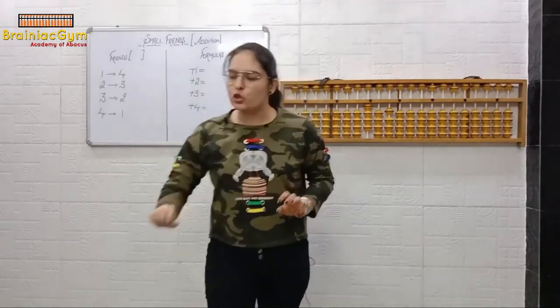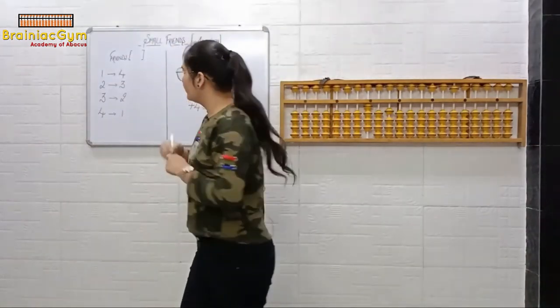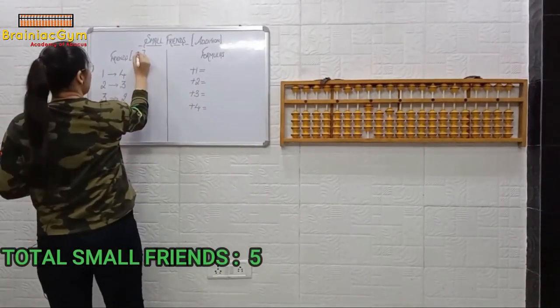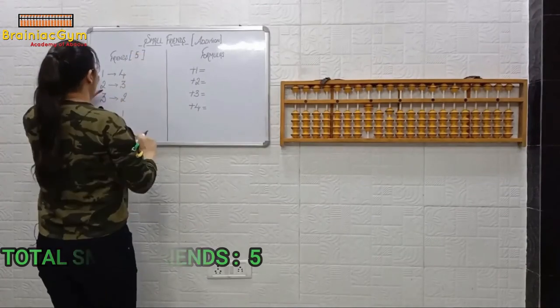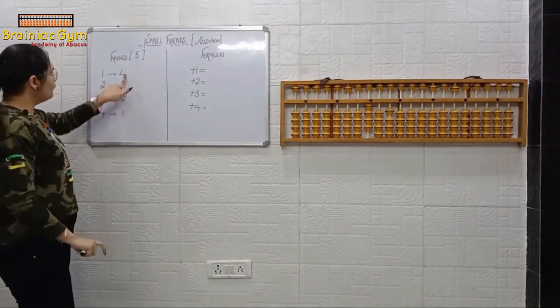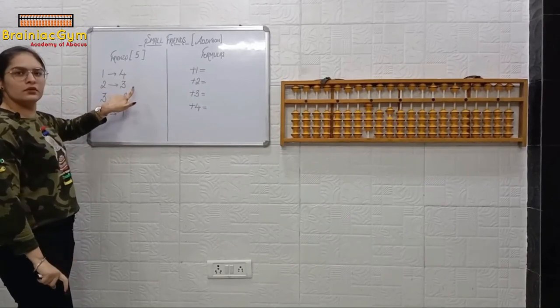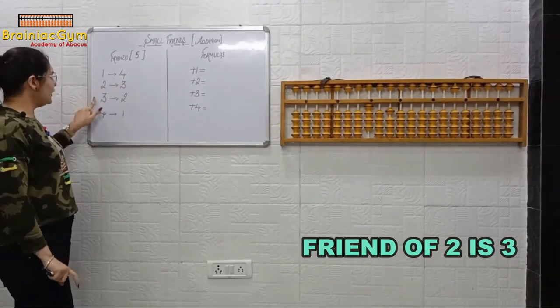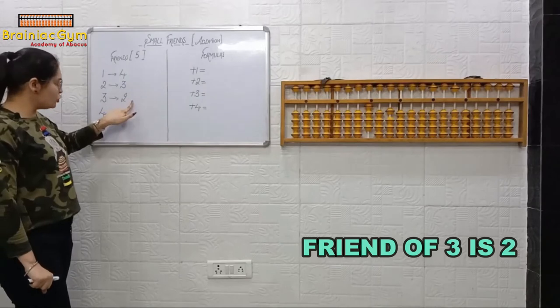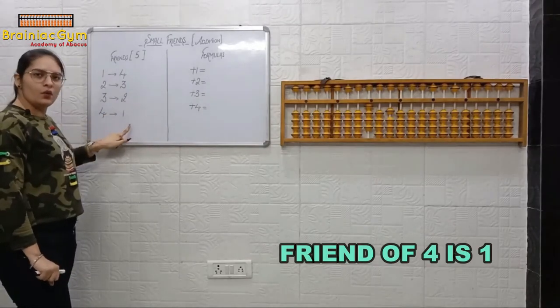Let's just write down the total small friends here. Total small friends are 5. Friend of 1 is 4. Friend of 2? 3. Friend of 3? 2. Friend of 4? 1.